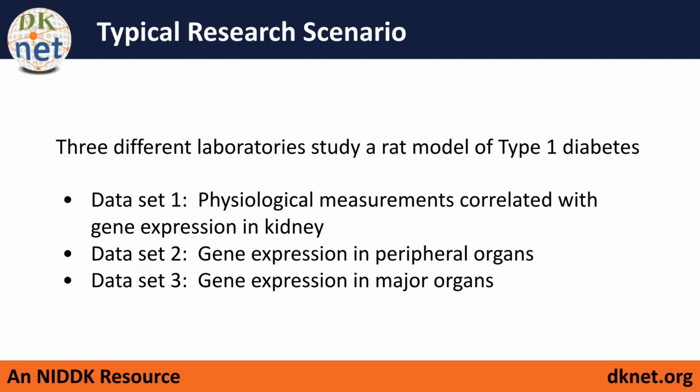So here's a little exercise. This is, again, a typical scenario. We've got 3 different laboratories who are all studying a rat model of type 1 diabetes. Data set 1 is physiological measurements correlated with gene expression in the kidney. Data set 2 is gene expression in peripheral organs. And data set 3 is gene expression in major organs.